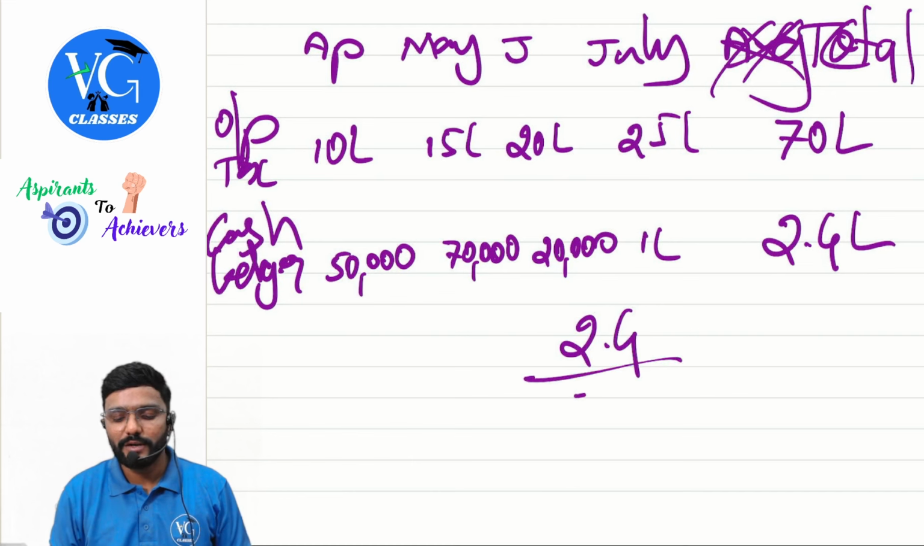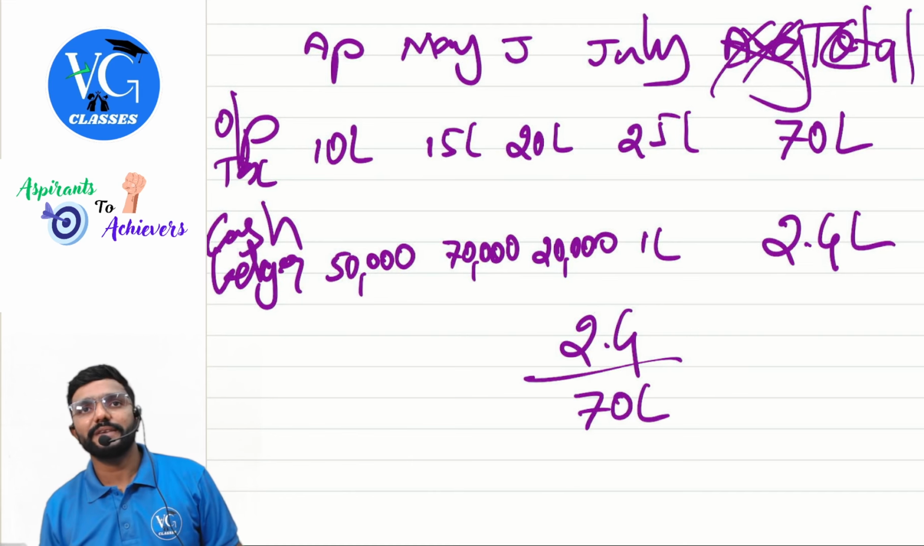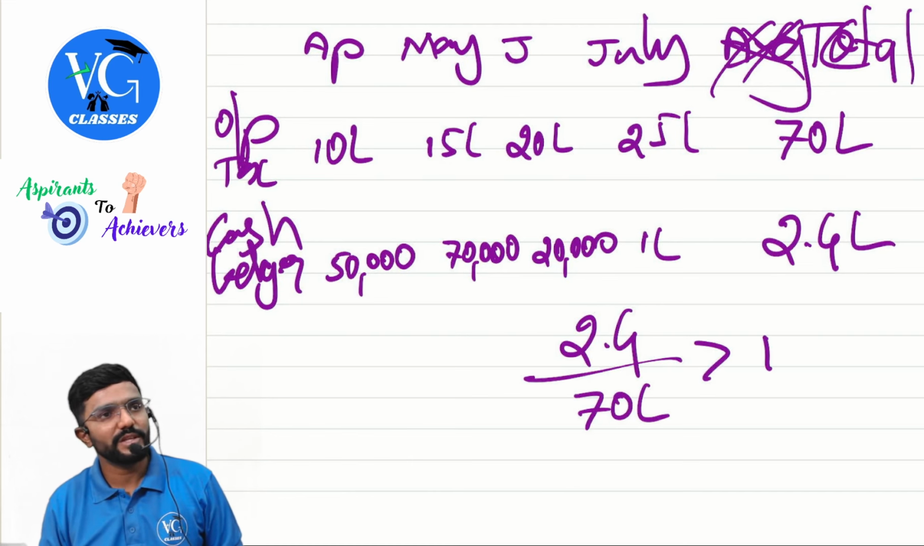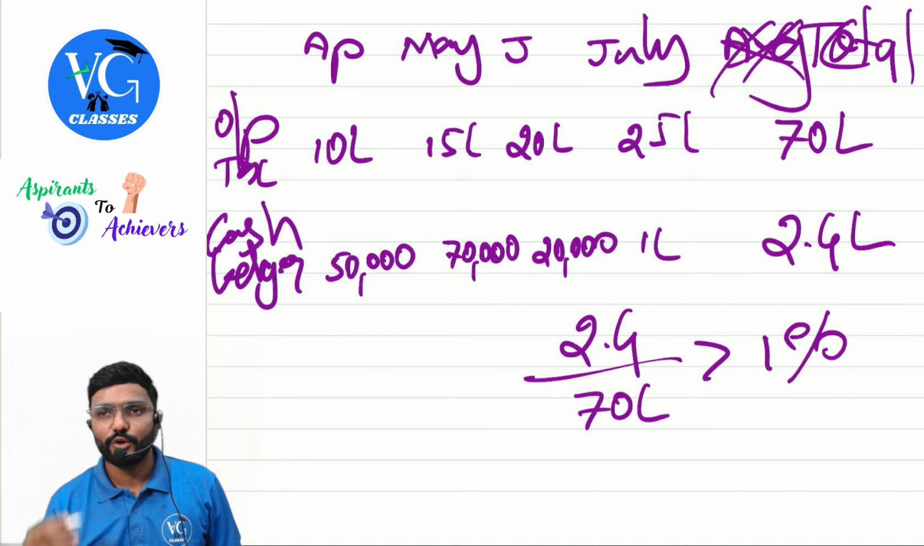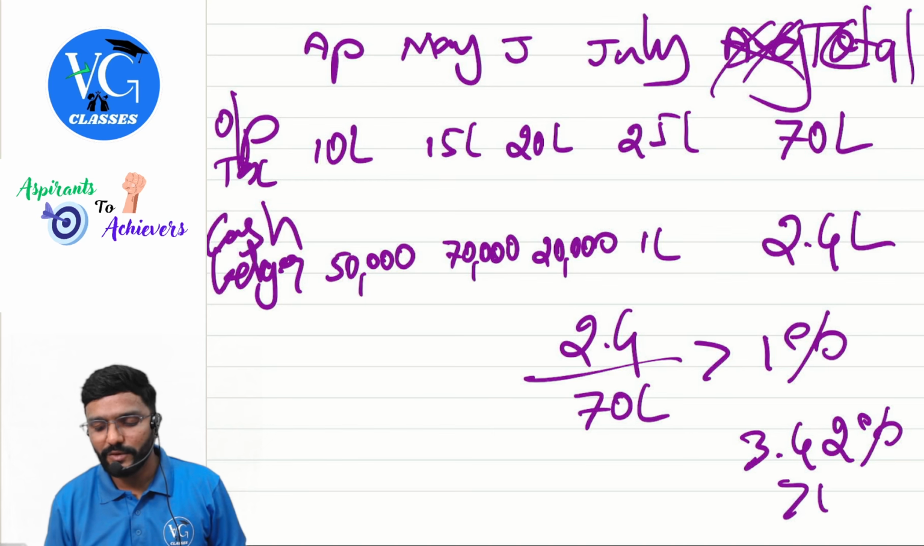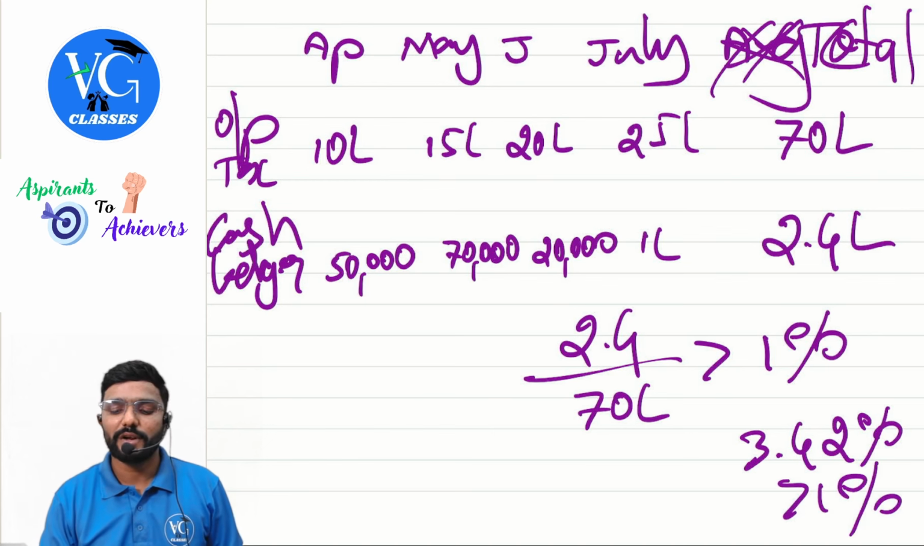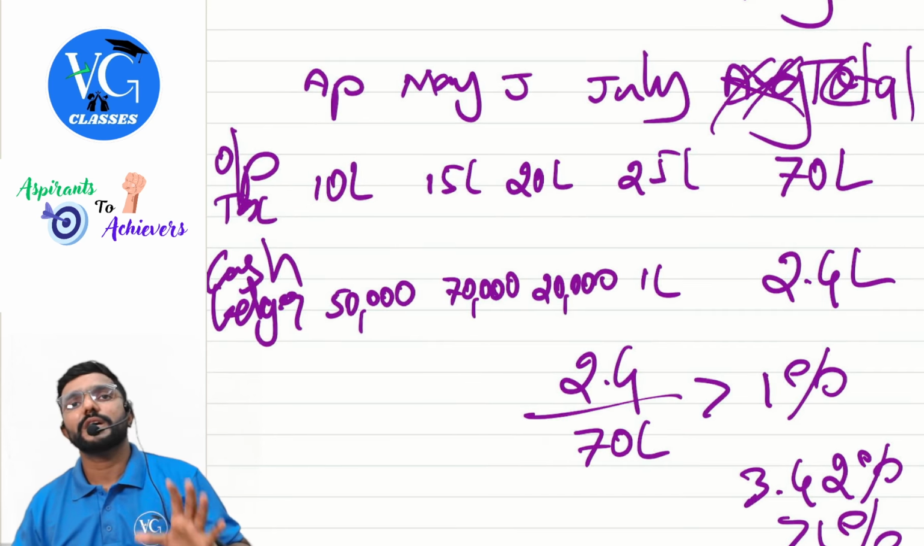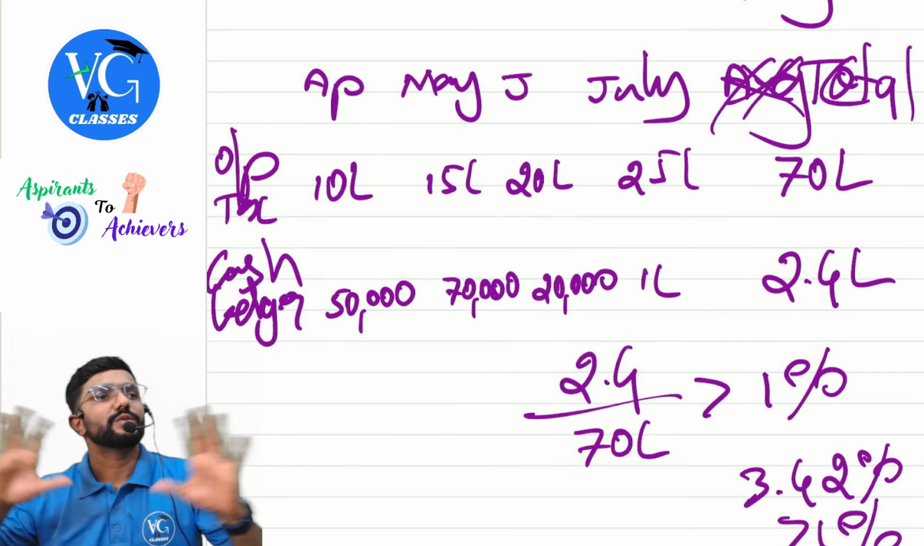Now check. Is 2.4 lakh more than 1% of 70 lakh? Yes, sir. Check it. How much are you getting exactly? 2.4 lakh divided by 70 lakh into 100, you can also do. 3.42%. Is it more than 1%? Yes, sir. So for August, Rule 86B is not applicable. For August, Rule 86B is not applicable.